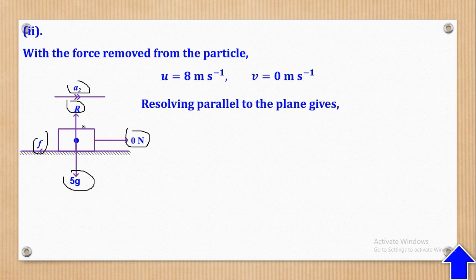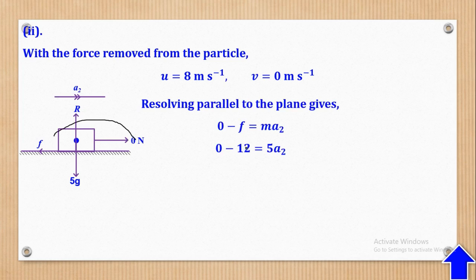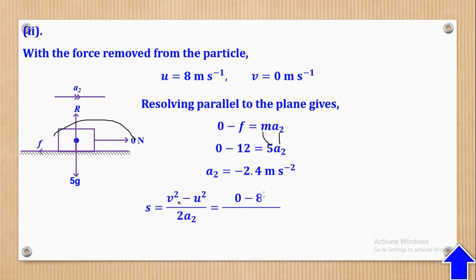Therefore, resolving parallel to the plane, you realize F0 minus F will be equal to MA2. I know F as 12 from the previous question, from Roman 1. M is 5, therefore A2 is the only unknown, so A2 will be equal to negative 2.4 meters per second squared. Now that I know A2, I can use the third equation of motion to get the distance.